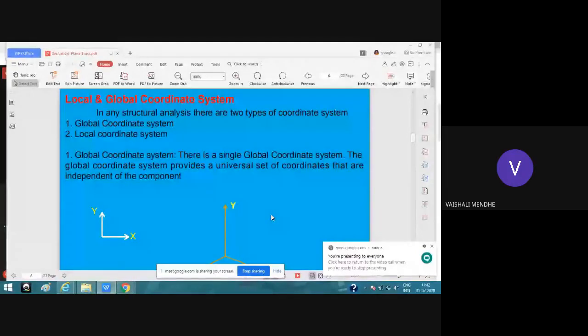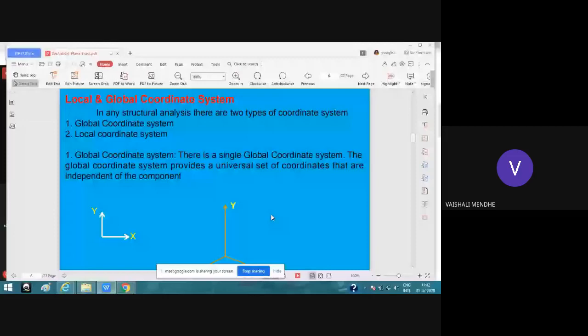So today we will see the types of coordinate systems. Okay, I will start now. So there are two types of coordinate systems used in the matrix methods of structural analysis.